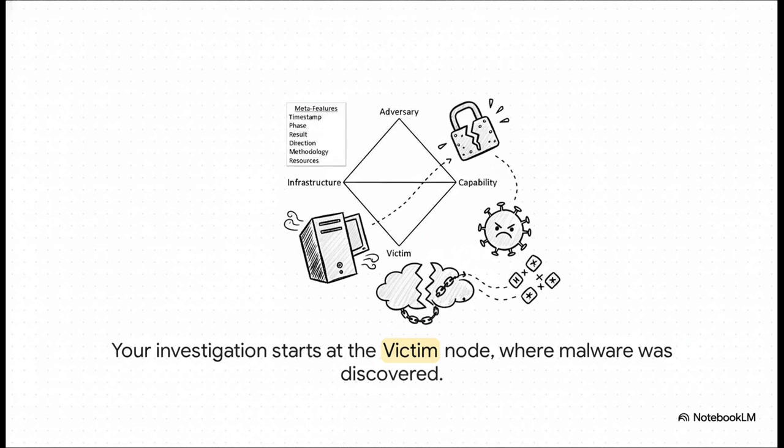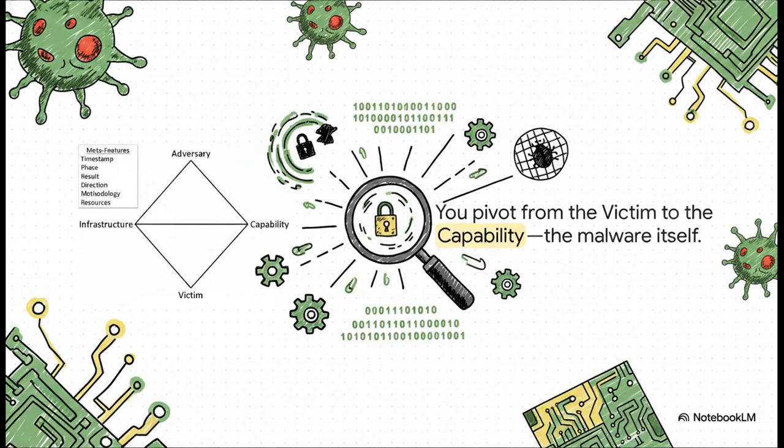You've just confirmed a machine on your network is infected. The big question is, now what? Simple. We pivot. We go from who was attacked to what they were attacked with. So we pivot from the victim to the capability. Your whole focus now shifts to analyzing that piece of malware.